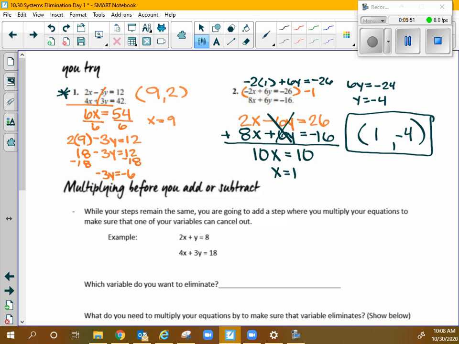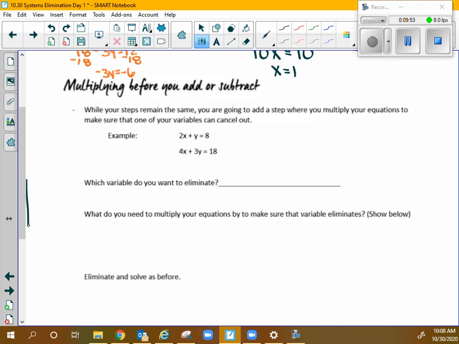Okay, now, look at this system. 2x, 4x, y, and 3y. Can I just multiply by -1 to get rid of those? No, because I've got a 2 and I've got a 4, I've got a 1, I've got a 3. So I have to not only multiply something by a negative 1, but something has to get multiplied to change the value itself.